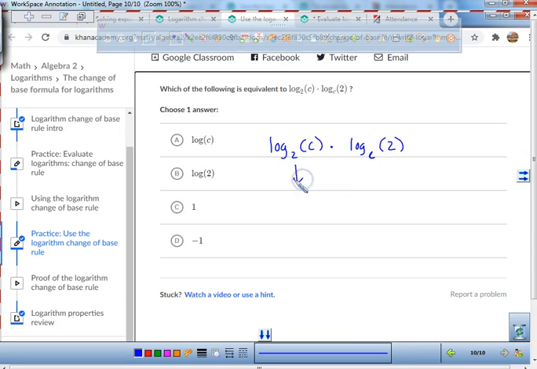All right, help me out, guys. There are people in my classroom right now that could help me. Could you guys change what's going to be on top? Log of c. Very good. What's going to be on bottom? Log of 2. Perfect. Just like that.